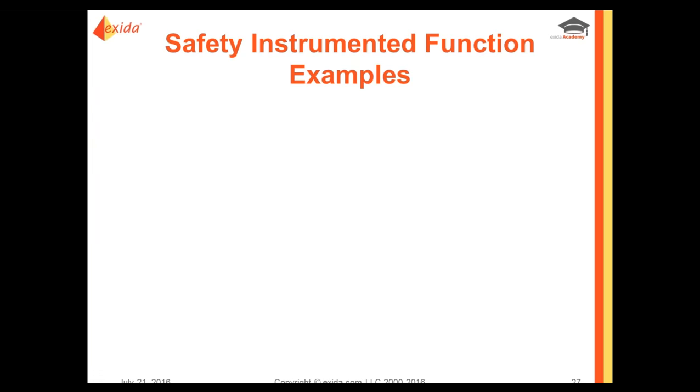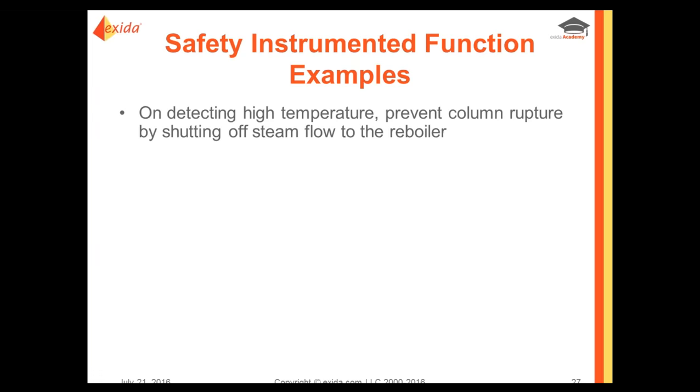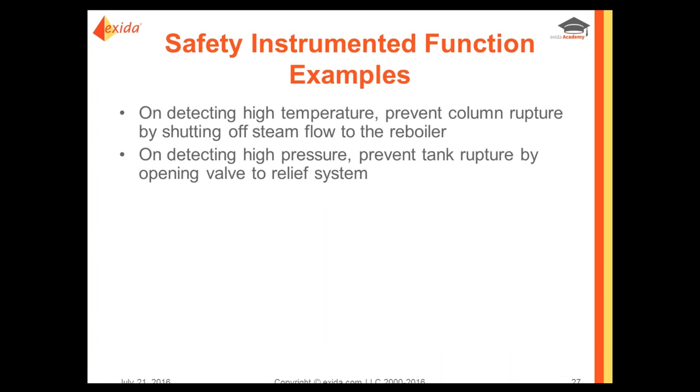So what are some examples of SIFs? Well, on detecting a high temperature, it could prevent a column rupture by shutting off steam flow to a reboiler. Okay, that's pretty important. Or on detecting a high pressure, it could prevent a tank rupture by opening a valve to a relief system. That's pretty important too.